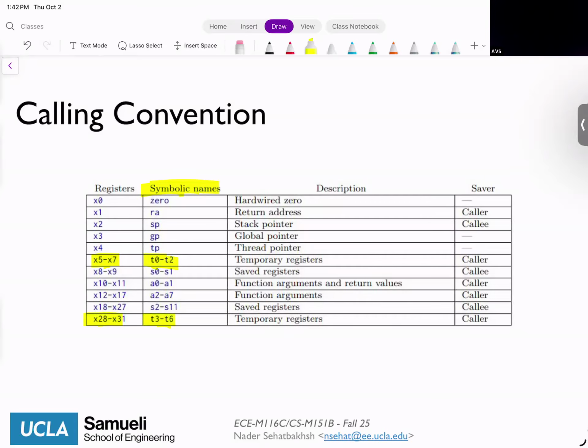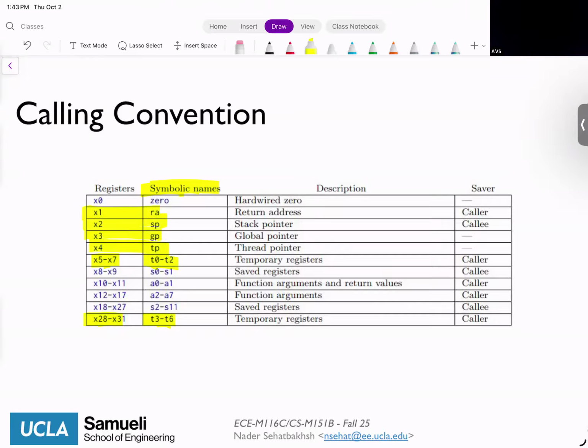x28 to x35 are also temporary registers. You can show them as T0, T1, T2, T3. These are registers that you can freely use to store temporary variables and play with numbers and so on and so forth. The things that you don't want to touch are x1, x2, x3, and x4.